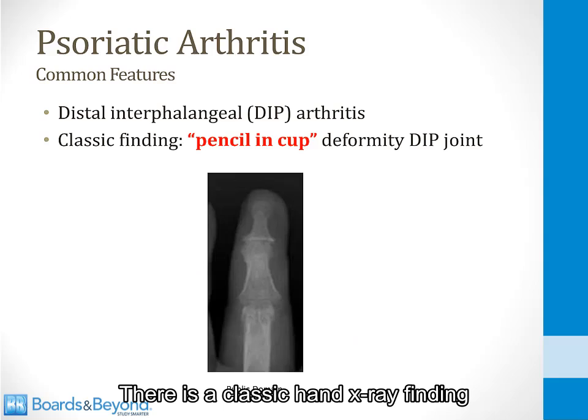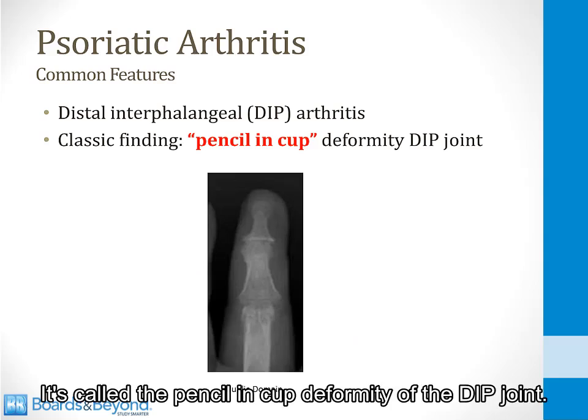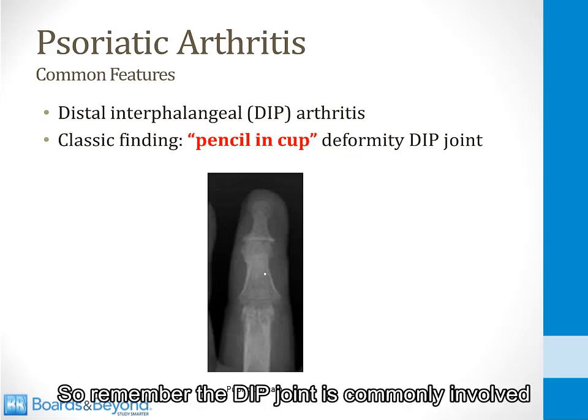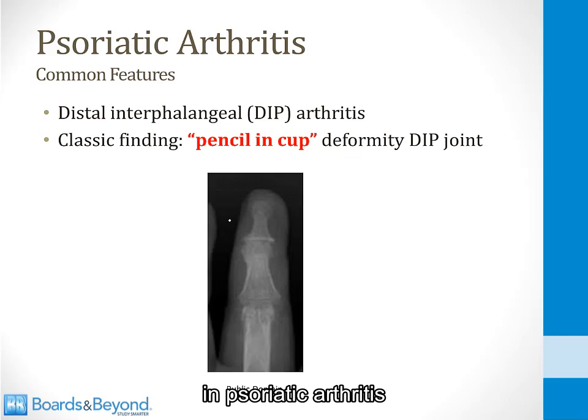There is a classic hand x-ray finding in psoriatic arthritis. It's called the pencil-in-cup deformity of the DIP joint. So remember, the DIP joint is commonly involved in psoriatic arthritis, and the distal phalanx can become narrowed like this one is here.